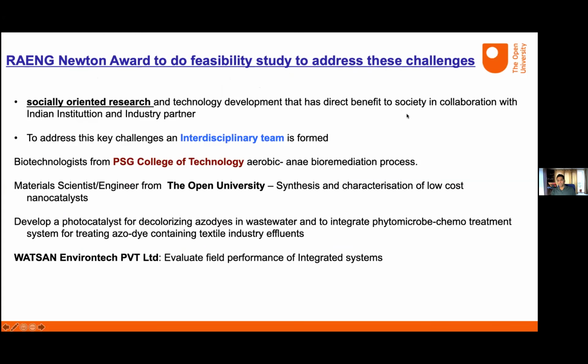I am a materials scientist and engineer, but in order to solve the bigger problem of wastewater treatment, we need to work with biotechnologists, who do the bioremediation process to kill the microbes and also degrade some of the dye components. So that's why we used biotechnologists, and then my work as a materials scientist, and then we picked up SMEs who can scale up what we are doing.